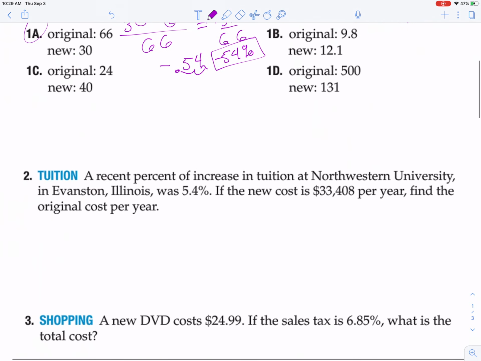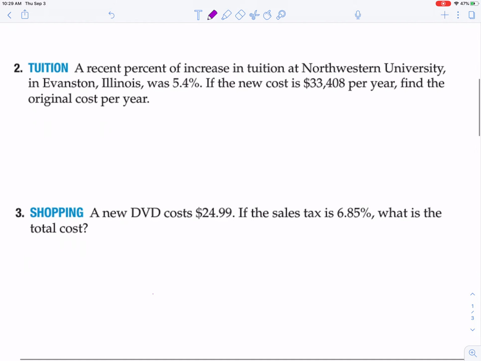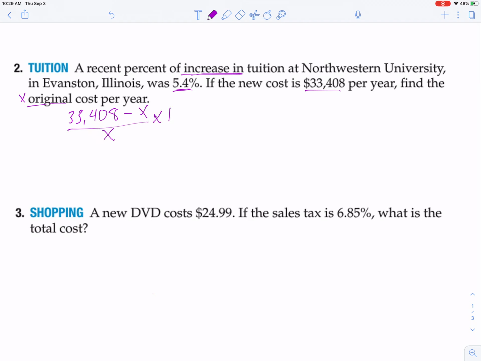Alright, now sometimes we'll be working this problem kind of backwards, which will be a little confusing. So for example, this college had an increase in tuition of 5.4%. Here's the new cost, find the original cost. So let's give original cost a variable, let's say x. So if the formula is new minus the original divided by the original times 100 is what gives me the percent, and the percent this time is 5.4. That's going to be your formula. This is supposed to be a times here. Here we go.